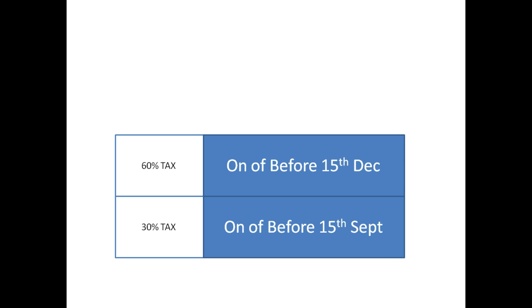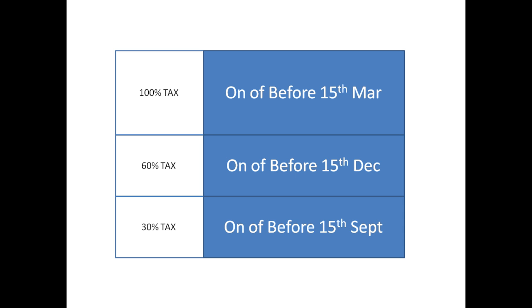Now let's move to the next section and see how much advance tax is to be paid and by when. It has to be paid 3 times in a year. The first installment is on or before 15th of September, and you have to pay at least 30% of your total tax by this date. The second installment is on or before 15th of December, and you should have paid 60% of your tax by this time. And by 15th of March or before that, you should pay 100% of your income tax.